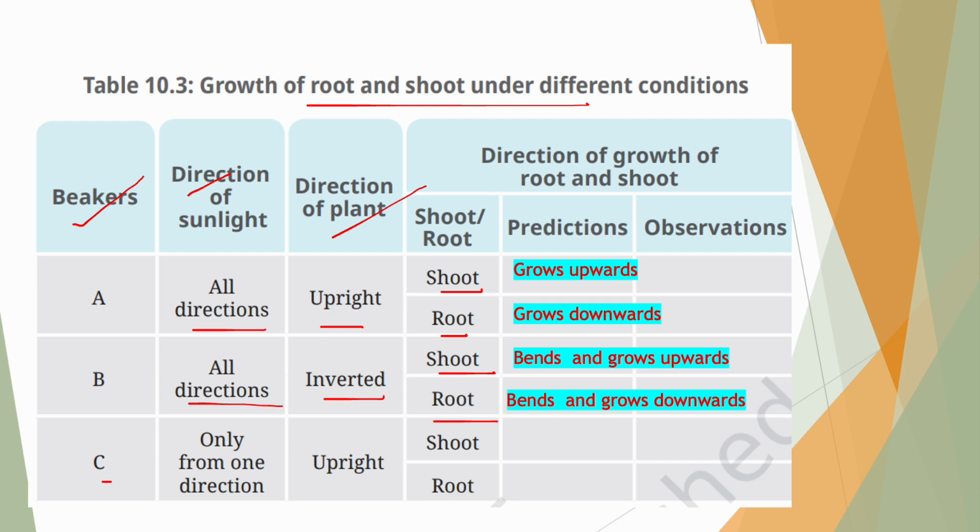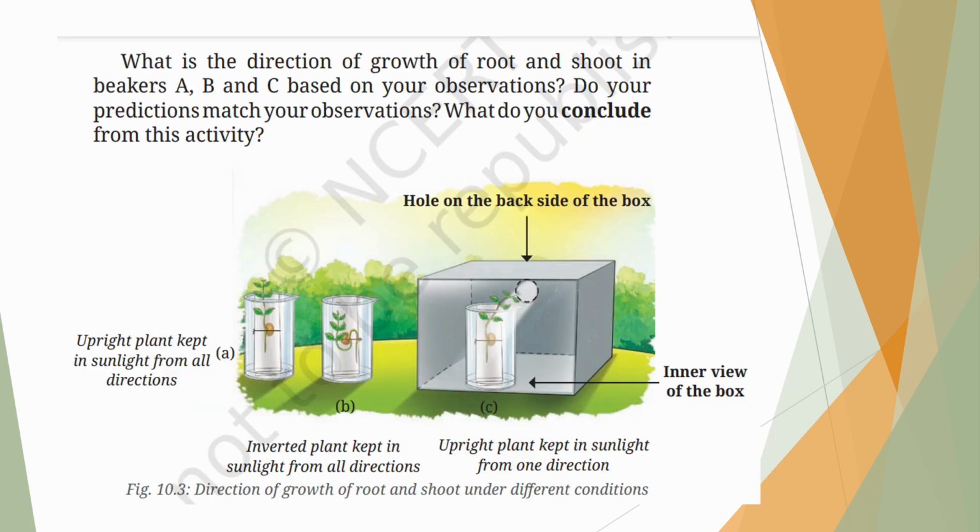Then in beaker C, what about direction of sunlight? Receive sunlight from only one direction. Then what about the direction of plant? It is kept upright. Then direction of growth of shoot: grows towards light. Then what about root? Grows downwards. What is the direction of growth of root and shoot in beakers A, B and C based on your observations? Do your predictions match your observations? What do you conclude from this activity?